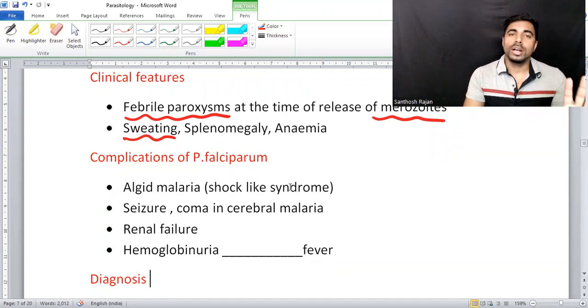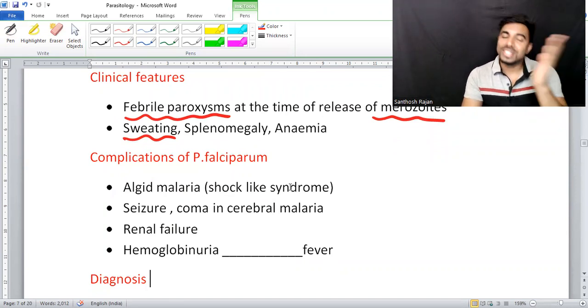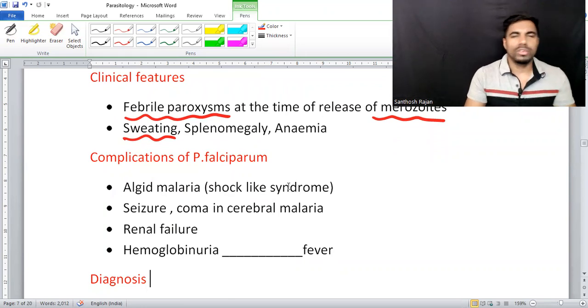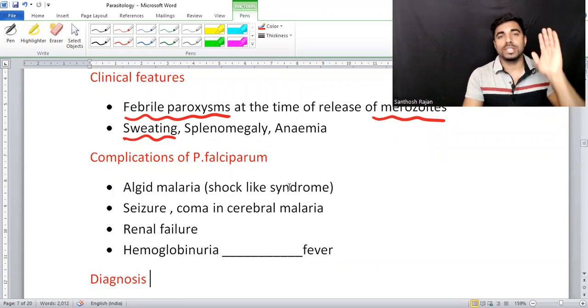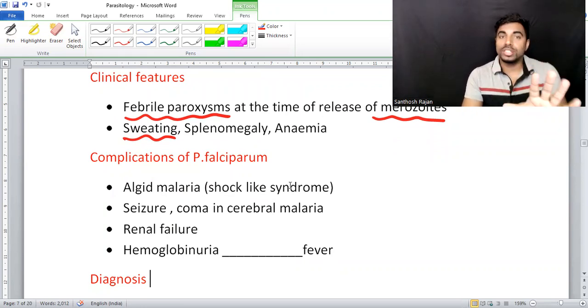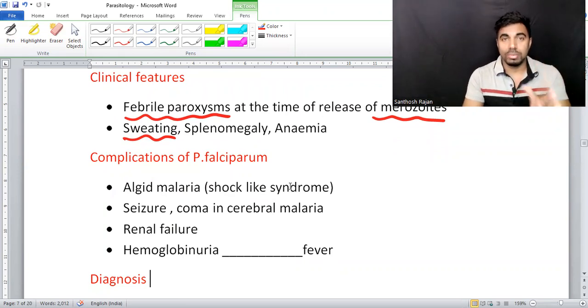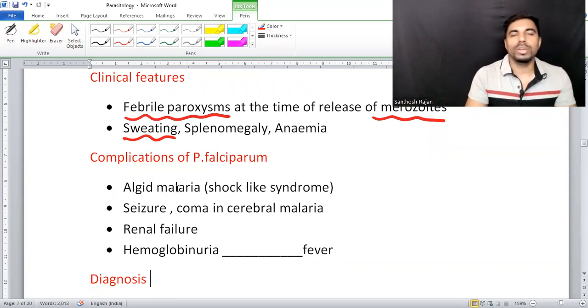But see, usually in malaria, the most dangerous one is falciparum only. So complications are also common in falciparum only. Okay, there are a lot of things, because I'll show you some of the diagnostic things. This falciparum attacks all RBCs. It doesn't matter whether young or old, it affects every RBC. That's one of the main reasons why you have severe complications, and recrudescence is another problem. So that's why falciparum is very, very dangerous.